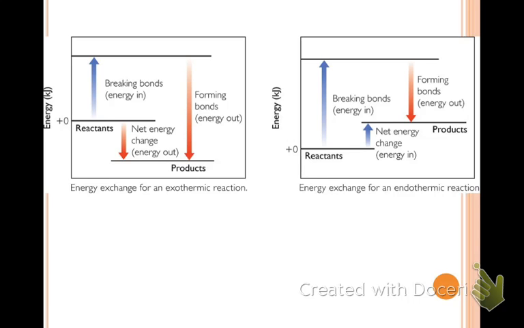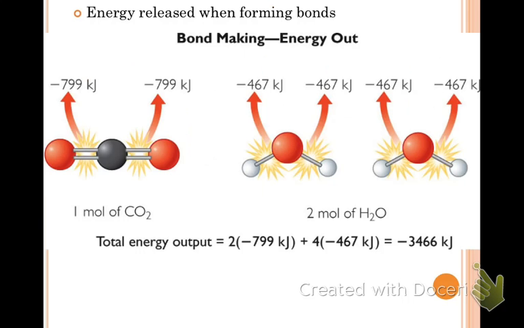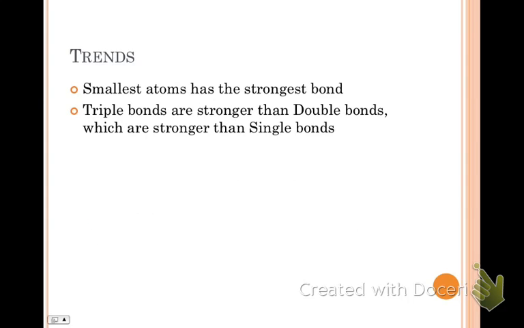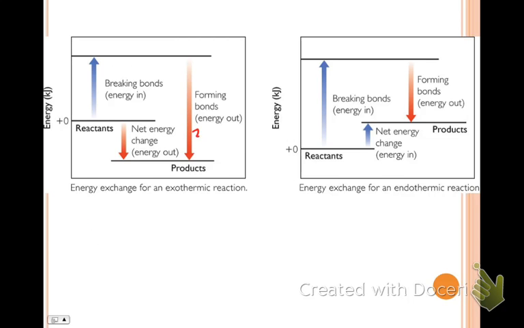So here we have two graphs. We'll focus on the one on the left-hand side first. This is an exothermic reaction. So in order to break those bonds, it took 2,642 kilojoules. Here it took 3,466 kilojoules in order to make them. So I think that was the value. That's about right, though.